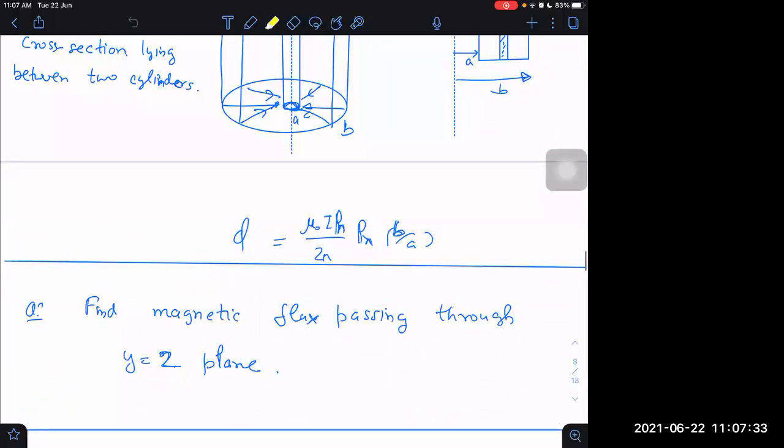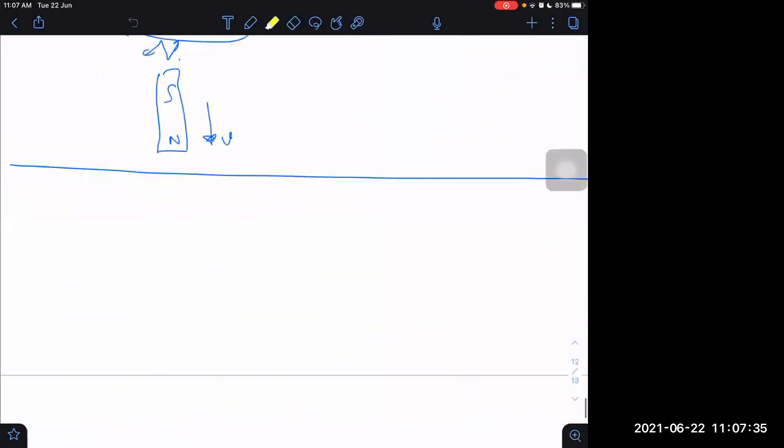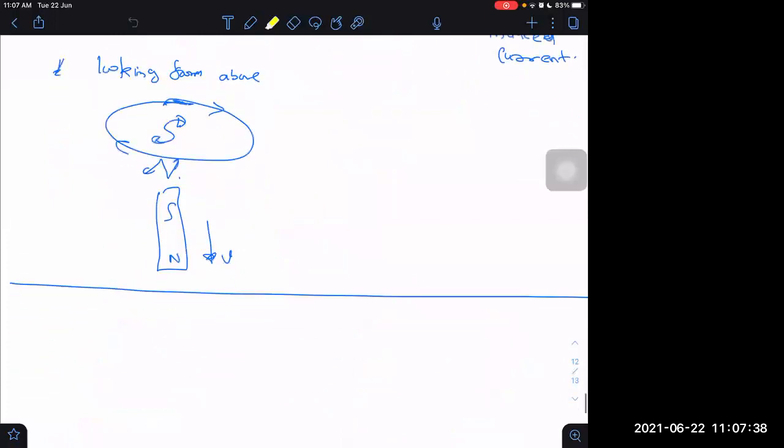I have discussed this much, and then after that we have, okay, fine. Directions you know now already. Directions of magnetic field and EMF.